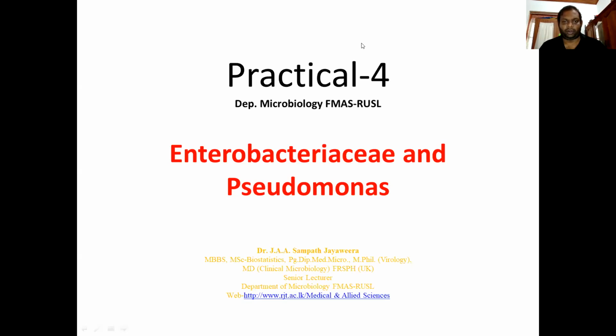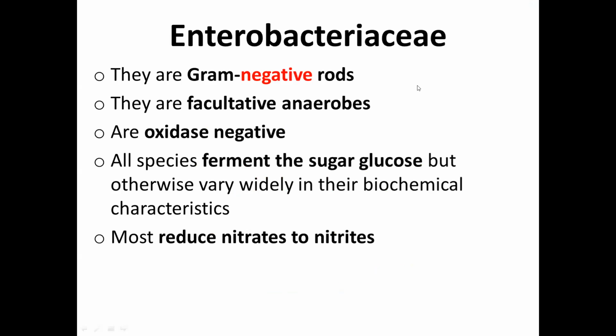Okay, practical for Enterobacteriaceae and Pseudomonas. Enterobacteriaceae, you know, they are gram-negative rods. They are facultative anaerobes and oxidase negative. All species ferment sugar, mainly glucose, and reduce nitrates to nitrites. So these are the main characteristics: oxidase negative, they ferment sugar, mainly glucose, but lactose fermenters are also there, and they reduce nitrates to nitrites.